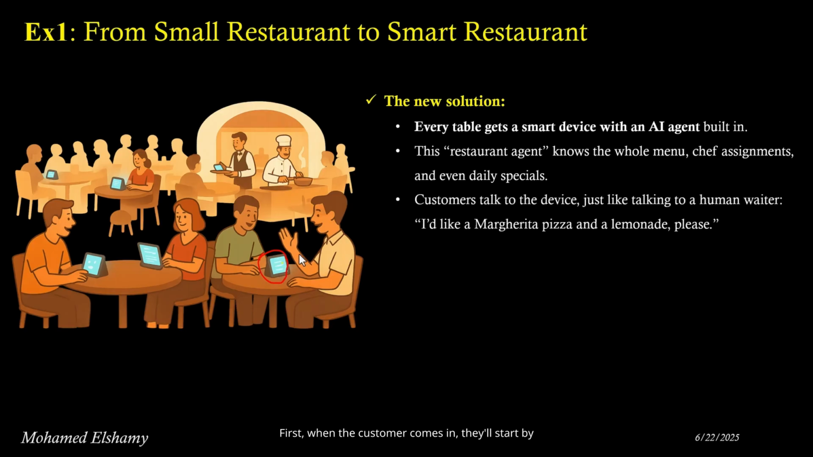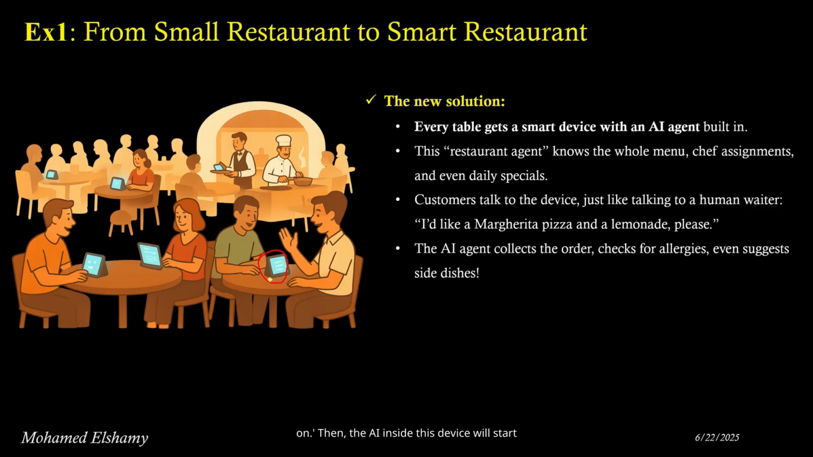First, when the customer comes in, they'll start by pressing any button on the screen to activate it. After that, the device will greet the customer and say something like, "How can I help you?" or "What do you need?" So, for example, the customer will say, "I want a pizza. I want lemonade. I want this, that," and so on. Then the AI inside this device will start collecting the order, right? It will take the order, understand it well, and based on the type of order, it will send it to the chef or the specific chef who specializes in that item.